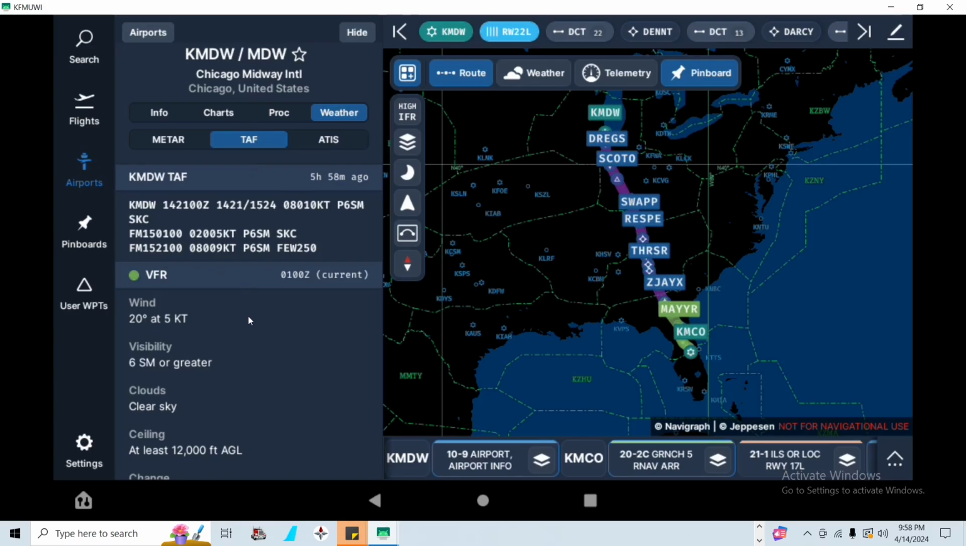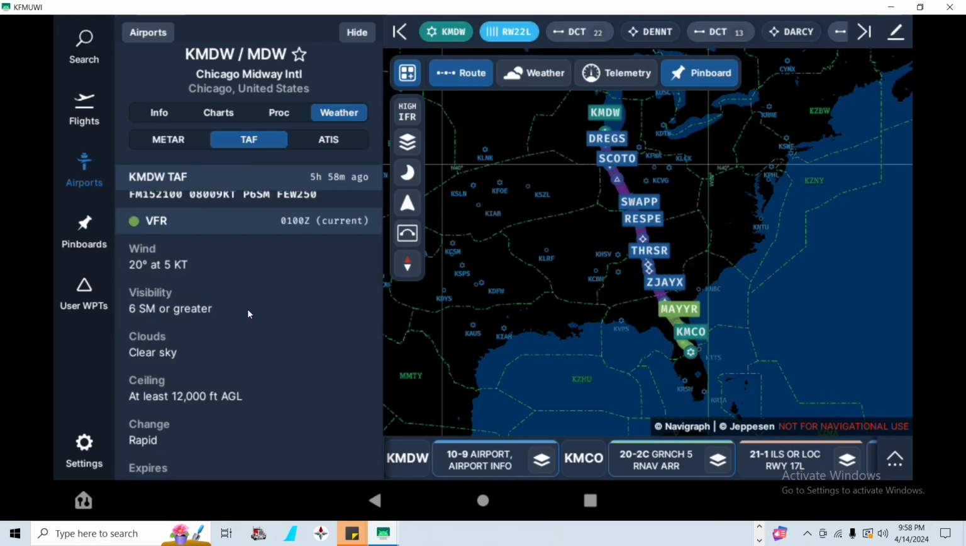And if you go down here, and of course this is on Navigraph charts. If you don't have Navigraph charts, I would highly recommend that you get those, definitely if you're going to be flying on the VATSIM network, and also if you're going to fly for the VA. This is definitely something that you want to have to make your flights more realistic.